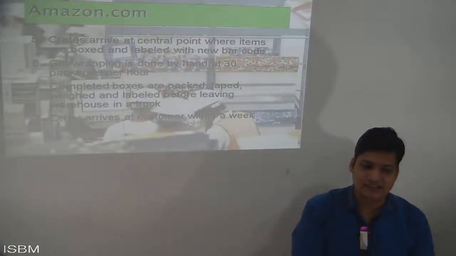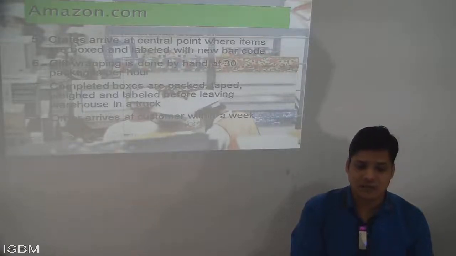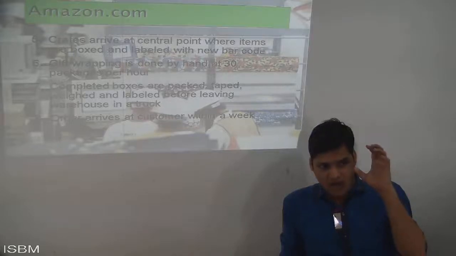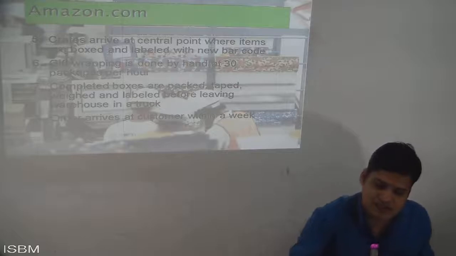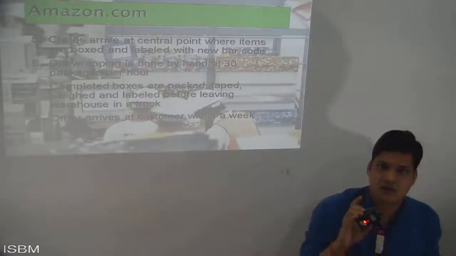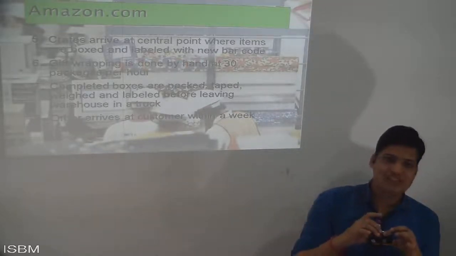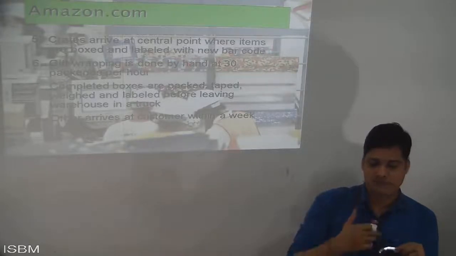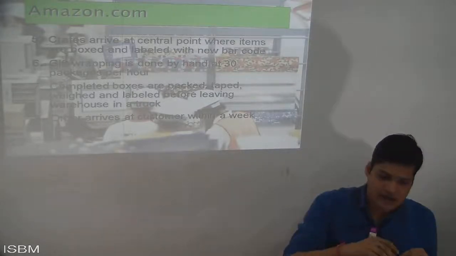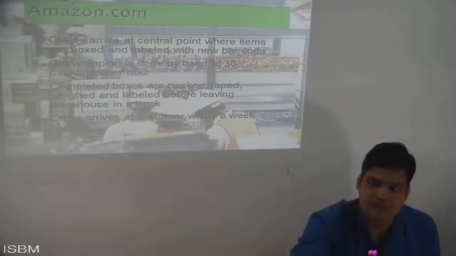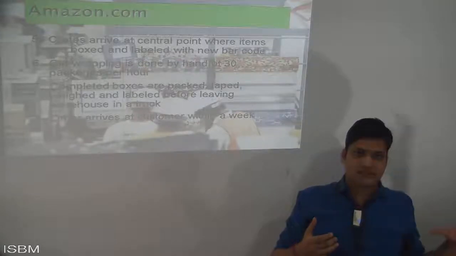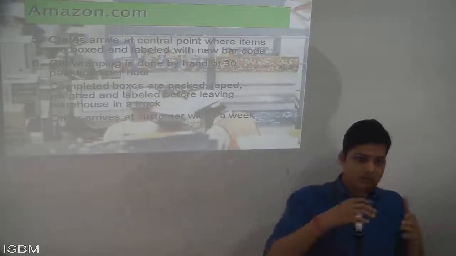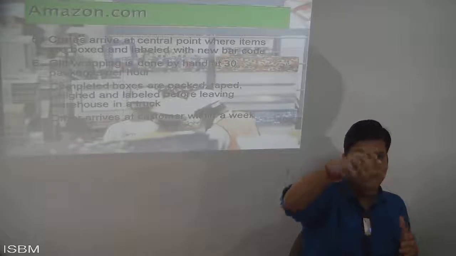The crates arrive at a central point. Each item is boxed and labeled with a new barcode. See, when a product comes in, suppose this mouse, they will package it very properly, and after that it will go to their center. They have different kinds of centers: one packaging center and one product center. From the product center it moves through a conveyor belt to the packaging center.